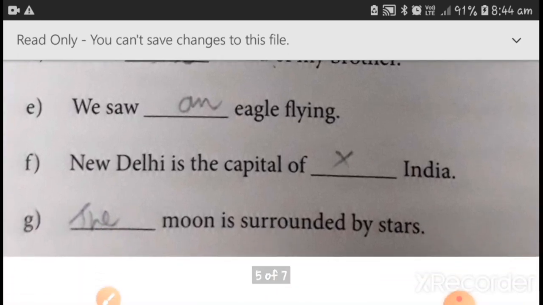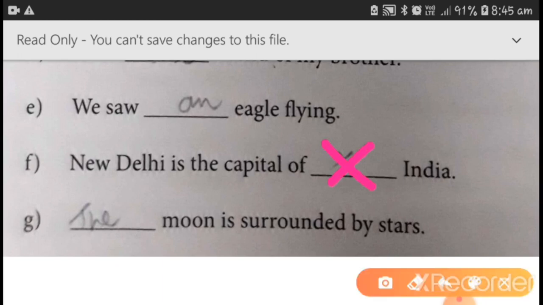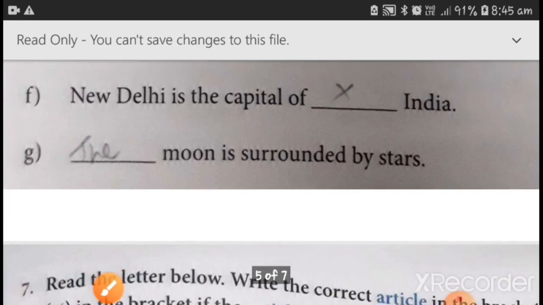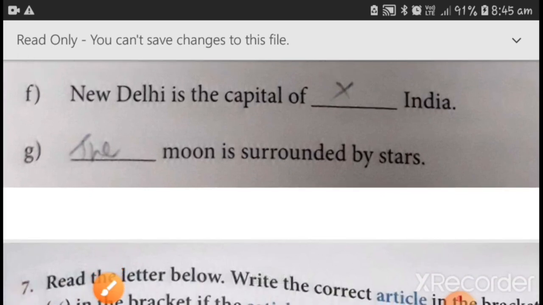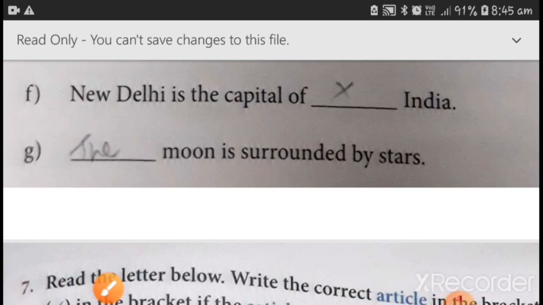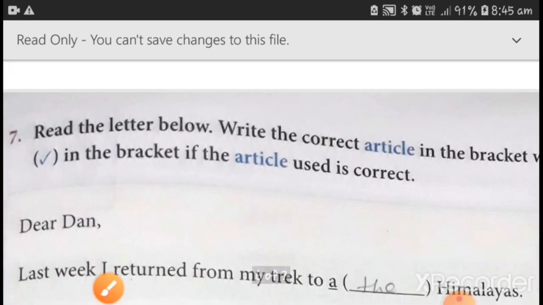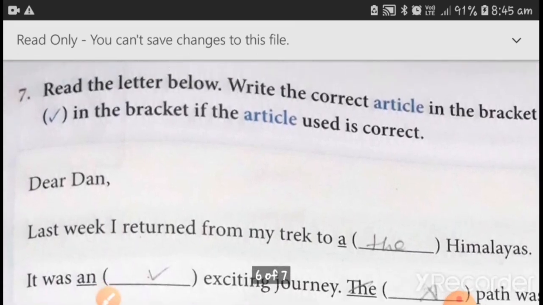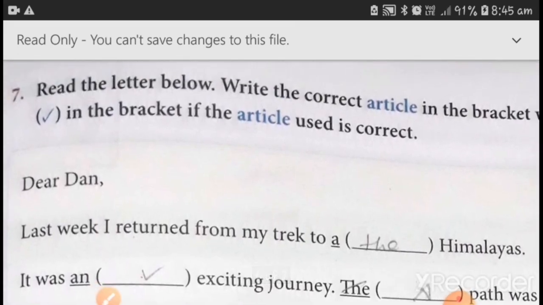So, in the next: We saw an eagle flying. This we have seen in the animation. New Delhi is the capital of India. We will not say "an India" or "the India". Okay. Now: The moon is surrounded by stars. So before a particular thing we have to use the article. So don't get confused, children. These are the different exercises of different articles. Now look at question number 7.